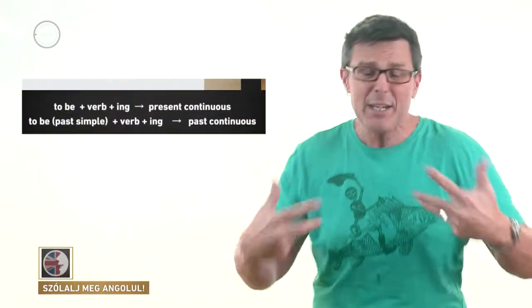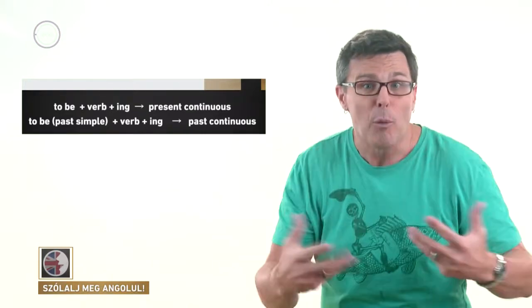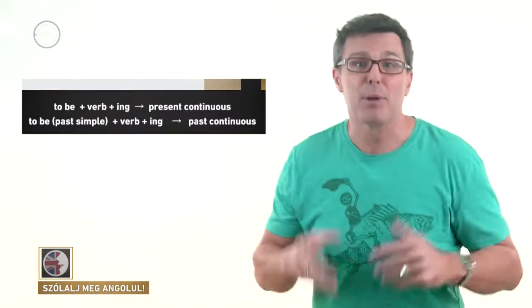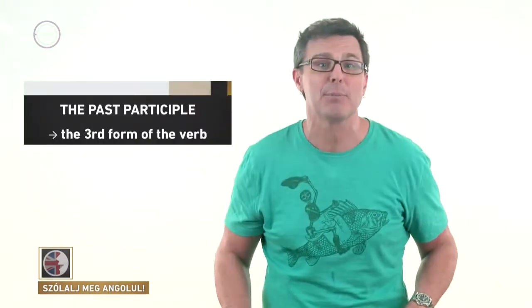All right, now, we all remember the idea, the concept of some tenses having more than one part, don't we? We know that we form the present continuous with the verb to be and the ing form of a verb. We know that we form the past continuous with the past simple of the verb to be and the ing form. And now we're learning about the present perfect, which we form with the verb to have and the third form of a verb, the past participle.